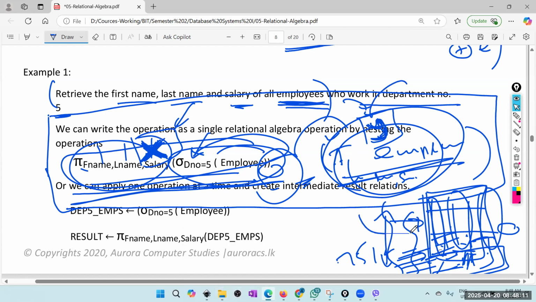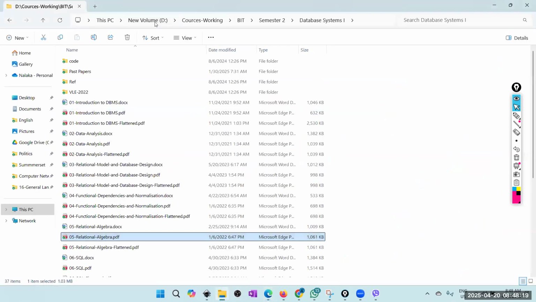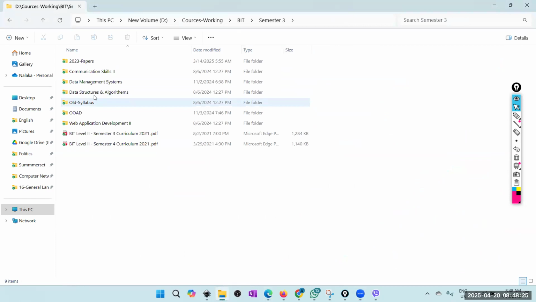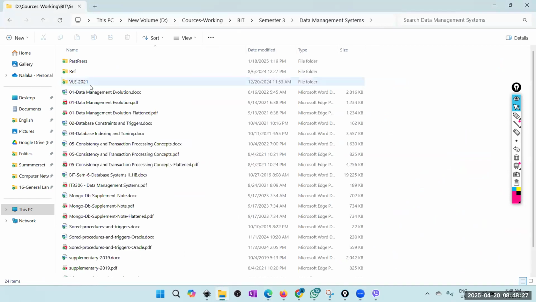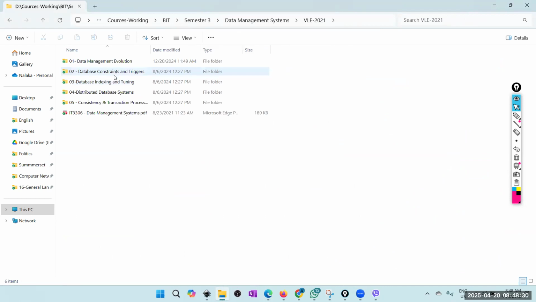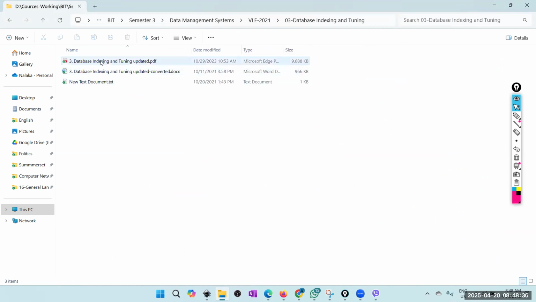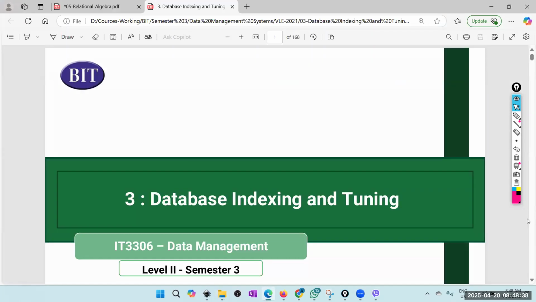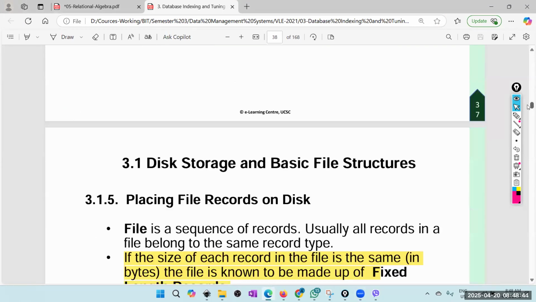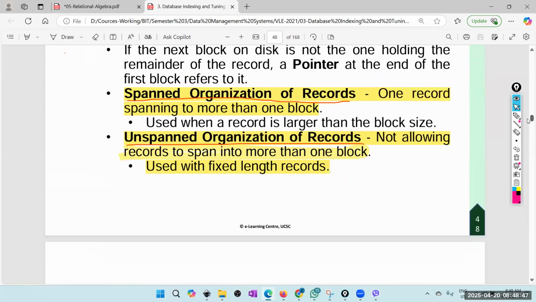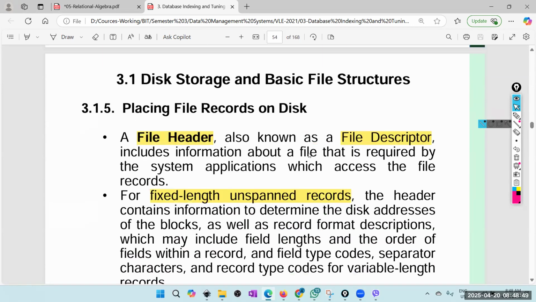In semester 3, we are pretty much working with the physical layer. In semester 2, we are pretty much 100% in the logical layer. But this is not the end of the story, right? So if you go to semester 3, you have data management systems. And there you have database indexing, tuning, performance improvements. So there you are going to use these concepts. Right? And it's a very challenging subject.